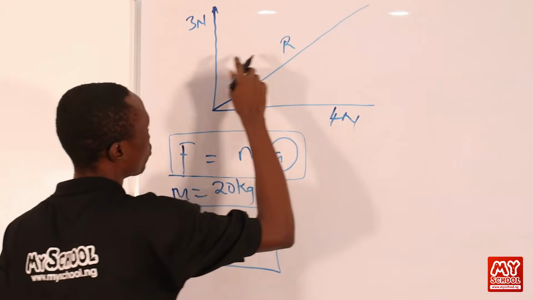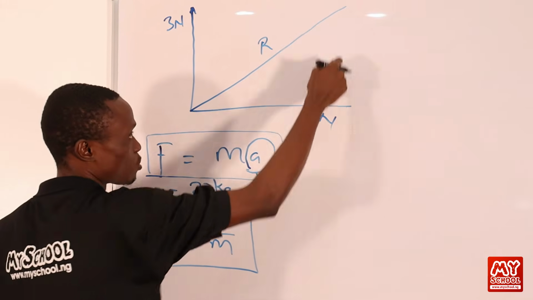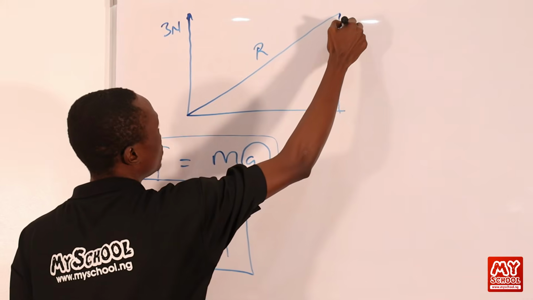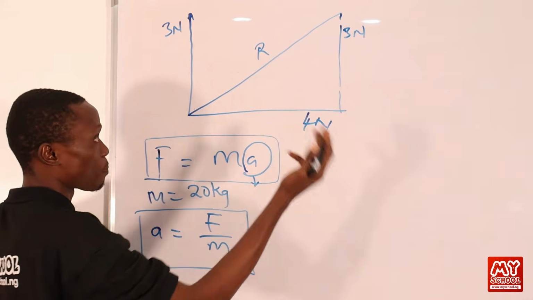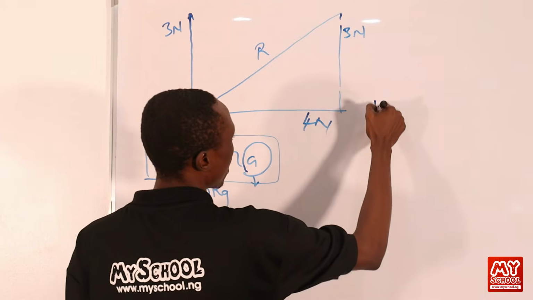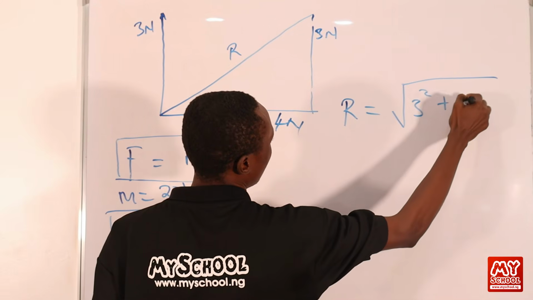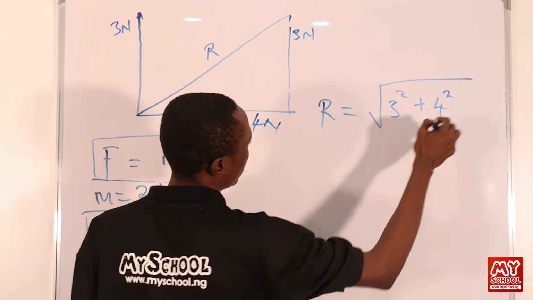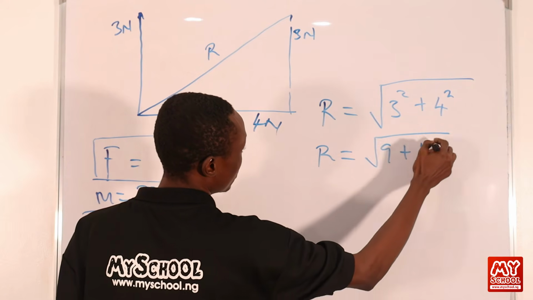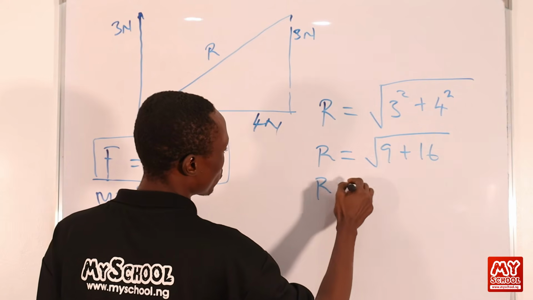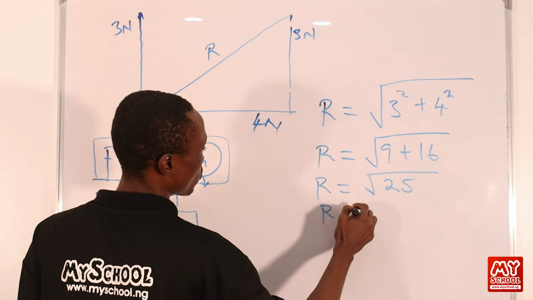So let's write the arrow. Of course, remember that this 3 Newton force is parallel to this side, so we can put the 3 Newton force there, because these two sides are parallel, so they are equal. In this case, we can apply our Pythagoras theorem. So R, which is the resultant, is equal to root of 3 Newton squared plus 4 Newton squared. So R is equal to root of 9 plus 16, so R is equal to root 25, and root 25 is equal to 5 Newton.